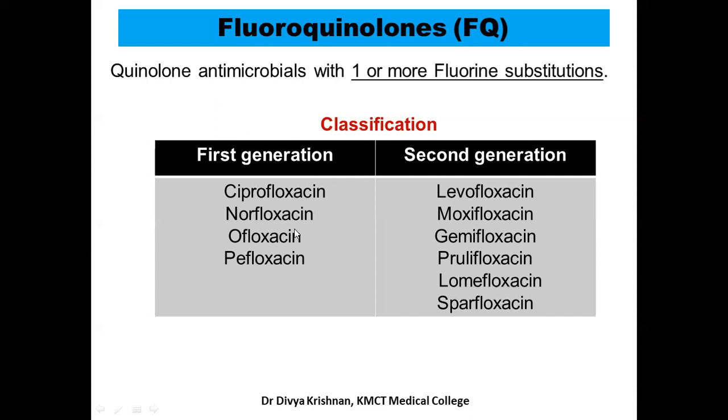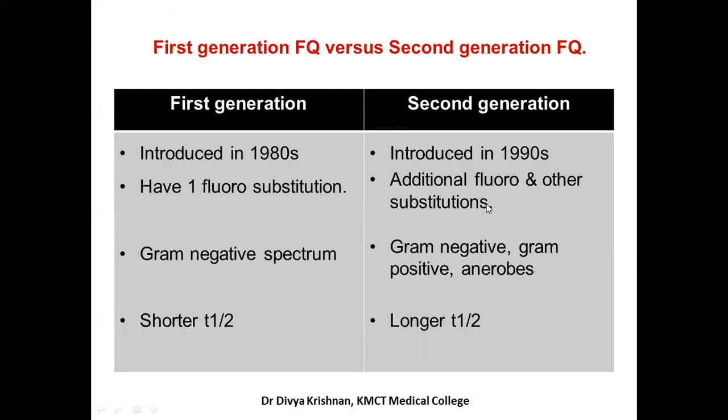Ciprofloxacin, Norfloxacin, Ofloxacin, and Pefloxacin are the examples of first generation. Lomefloxacin, Moxifloxacin, Gemifloxacin, Prulifloxacin, and Sparfloxacin are examples of second generation fluoroquinolones. Now, how are these different? The first generation was introduced around the 1980s, and the other one in the 1990s.